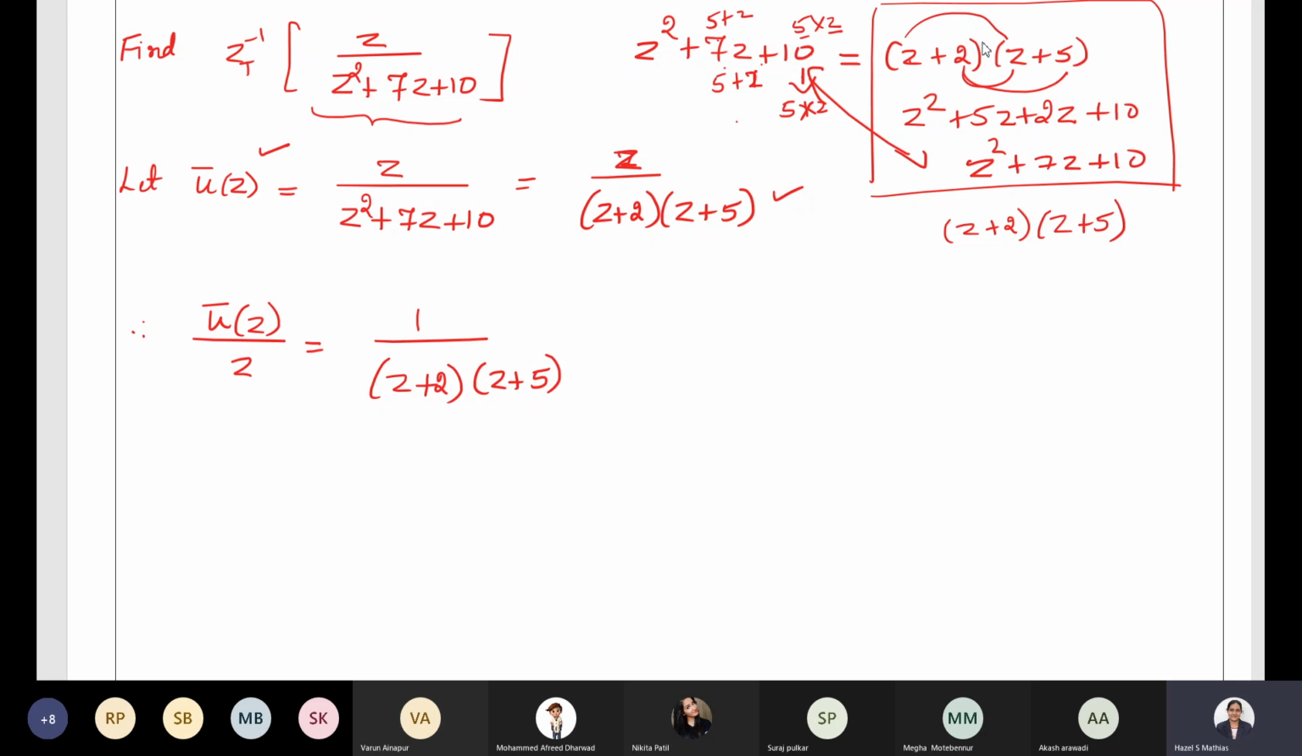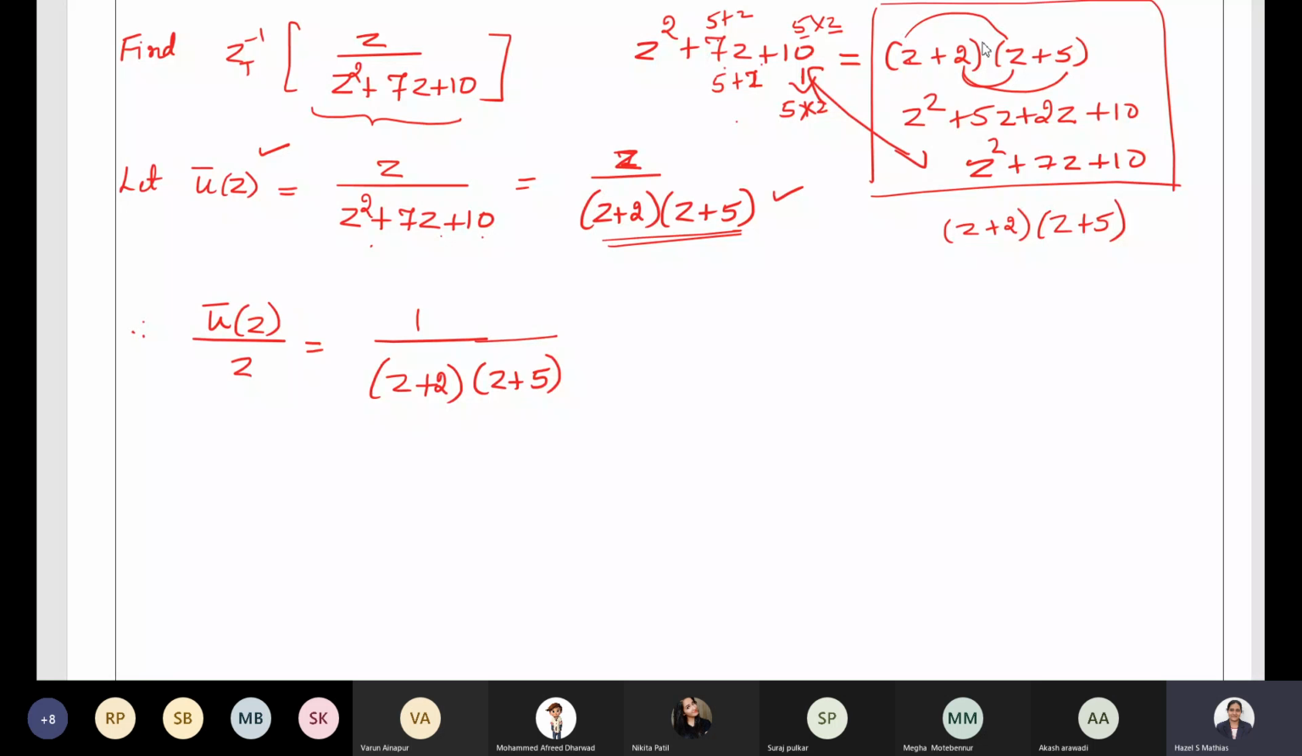Yes, ma'am. The one who asked the doubt, is it okay? Yes, ma'am. So z square plus 7z plus 10 can be split into z plus 2 into z plus 5. I hope this is clear. If still not clear, contact me after the class. I'll explain you once again.